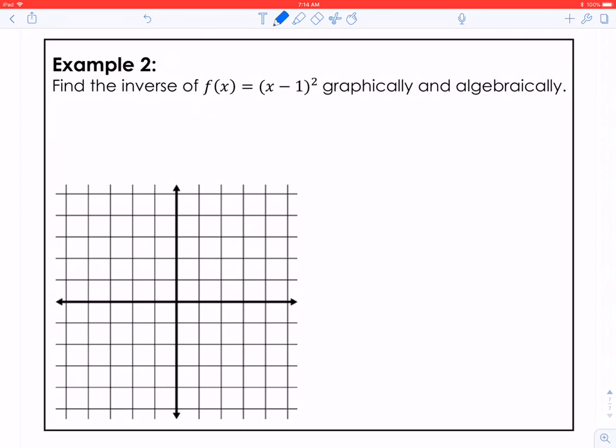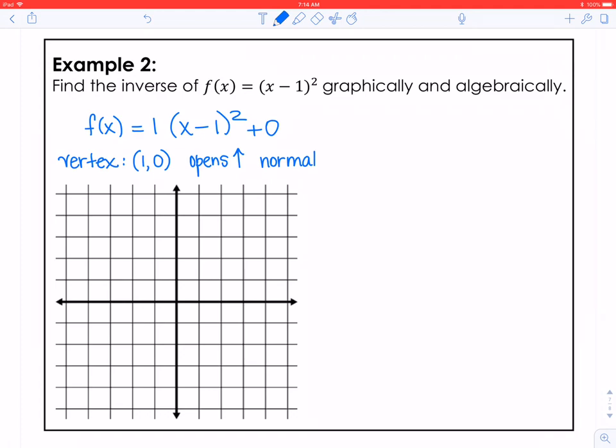Okay, let's go ahead and check for accuracy. We're going to start with f of x is equal to x minus 1 squared. And so we know that is f of x equals 1, which is our a, it's just invisible, times x minus 1 squared, technically plus 0. So our vertex h, k, opposite of what you see in parentheses, is 1, 0. And then we know that we open up because a is positive, and it's going to have a normal width because our a is 1.